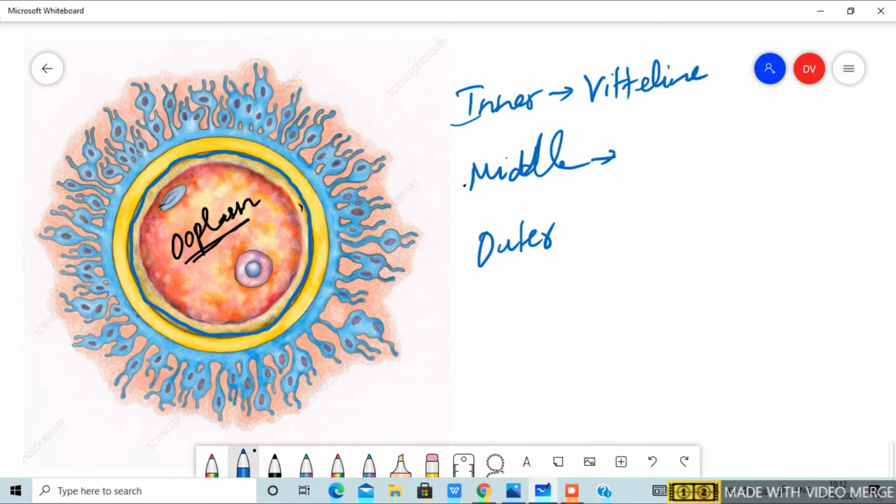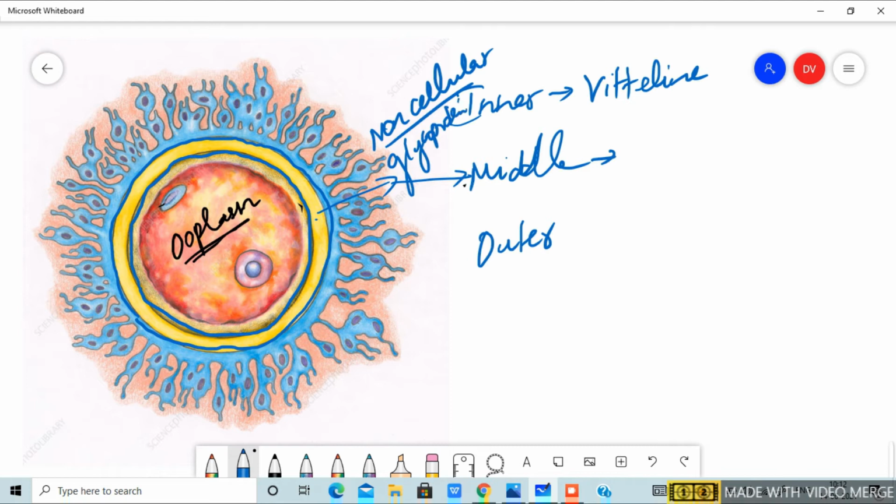And the middle layer, guys, can you see a yellow part which is surrounding the vitelline membrane? That is actually a non-cellular region devoid of cells. So this region is the middle layer. It is non-cellular glycoprotein, guys. Glycoproteins means sugars in proteins. It's a gel-like substance. So that region we call the zona pellucida.